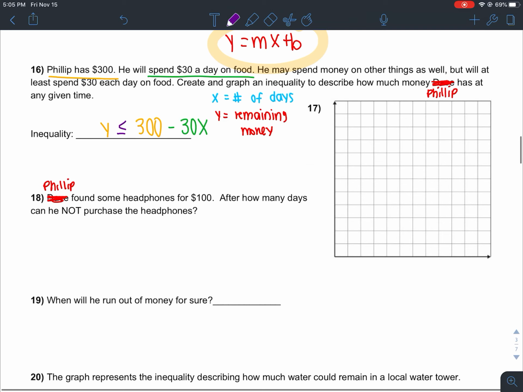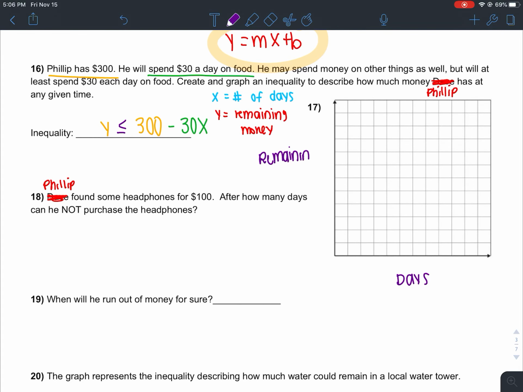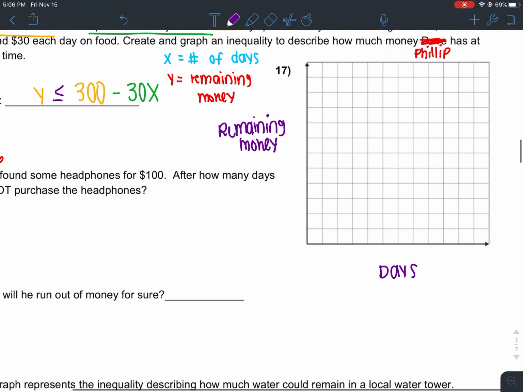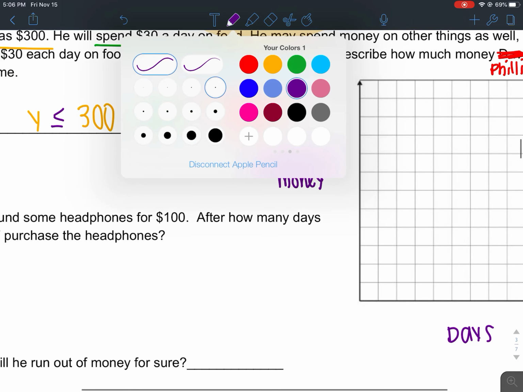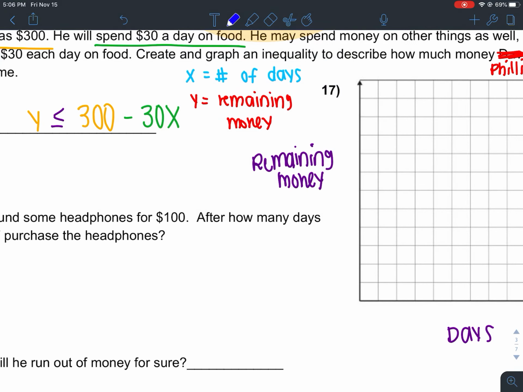All right, our next task here is to graph it. So let's go ahead and label our axes. The x-axis is going to be the days, because we said the x variable is the days, and the y is the remaining money. Okay, well, for the remaining money, how much are you losing each day? Since you're losing 30 each day, let's go ahead and label our y-axis and go up by 30.